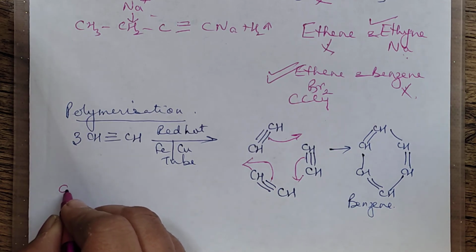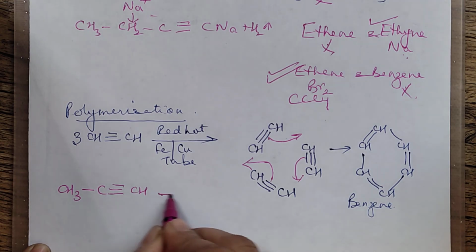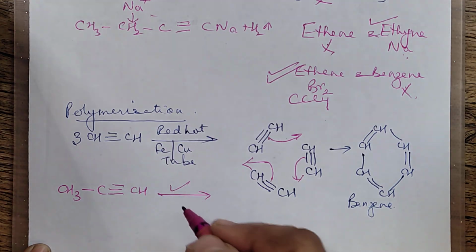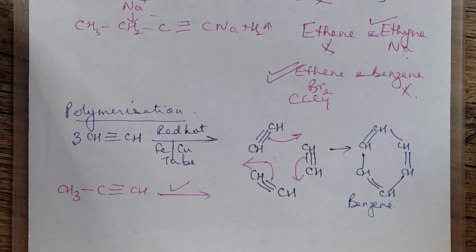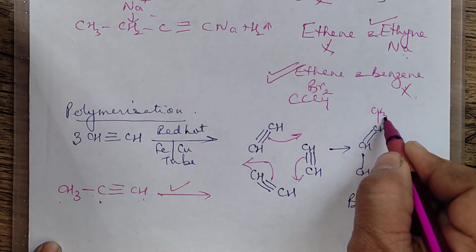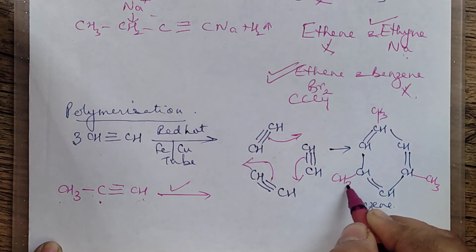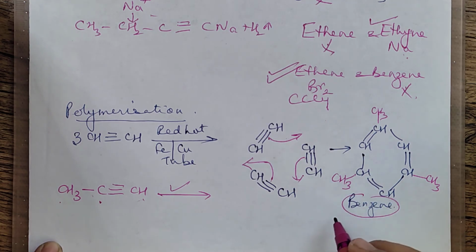Let us take one practice question. Suppose you have this propyne and you are asked to carry out the reaction in the presence of red hot iron tube. What will be the product? You can just try writing on your own. This part is same, only one alkyl part, methyl part is extra. So what you'll get is one methyl here, one methyl here, third methyl here. So instead of benzene now, what you will get is mesitylene. Mesitylene, that will be the product.